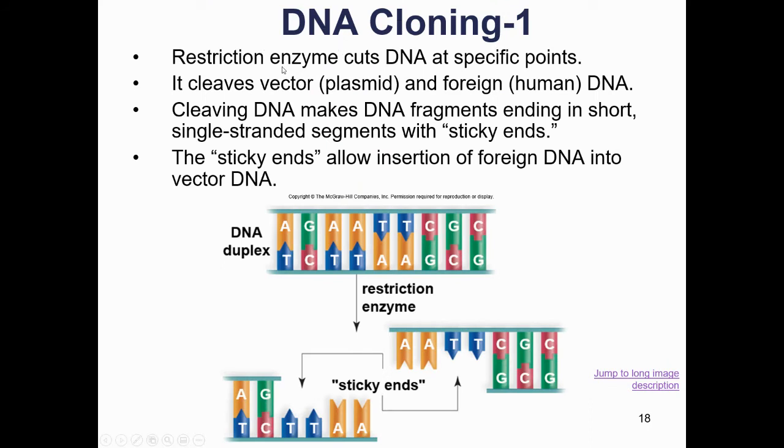So if we go through it step by step, restriction enzymes cut DNA at specific points, and those specific points are dictated by these base pairs. It will cleave the vector, the plasmid, and the foreign, in this case the human DNA, at these specific points. The specific point where it cleaves will leave what are called sticky ends. So now all I have to do is use this same restriction enzyme cutting this segment right here of DNA from a human gene and this segment from a bacterial plasmid. Oh, they have complements. So now when they come together, they will find the complementary pair, and that's how we insert that. So those sticky ends allow the insertion of the foreign DNA into vector DNA.